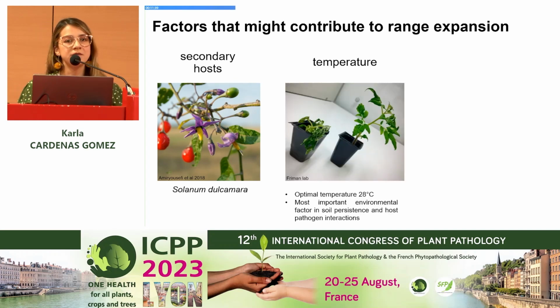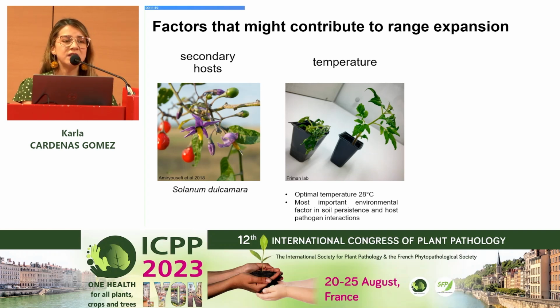Another very important factor is temperature. In laboratory conditions, 28 degrees is the optimal temperature for Ralstonia, but temperature also has a huge impact on soil persistence. Ralstonia can survive up to 7 years in soil, and temperature is important not only for soil persistence, but also for causing symptoms in plants.